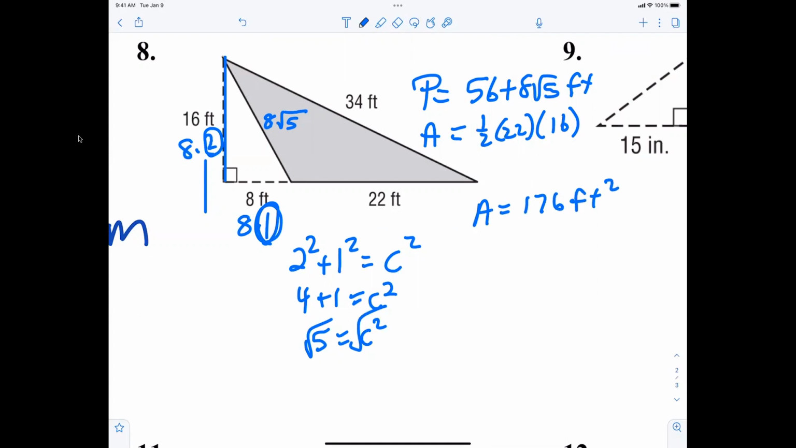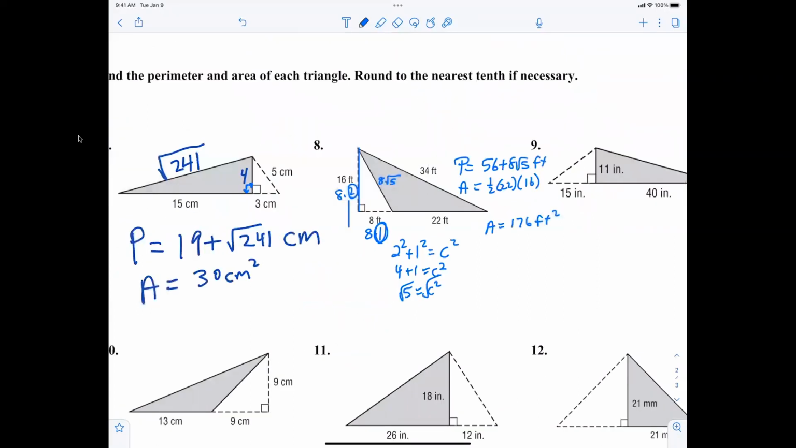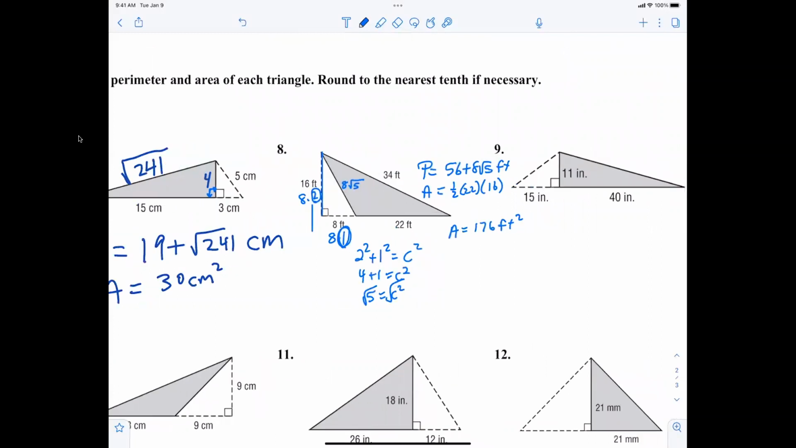Everybody's good? All right. Does it matter which one you take half from? What's half of 16? 8. 8 times 22. You could do your own experiment on that. You know what I'm saying? Like do half of 16 times 22. It's the same thing. Why is it the same thing? Because the commutative property of multiplication says it doesn't matter what order you multiply, you're going to get the same answer.